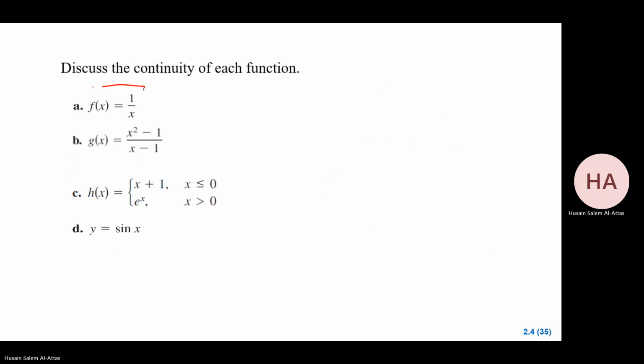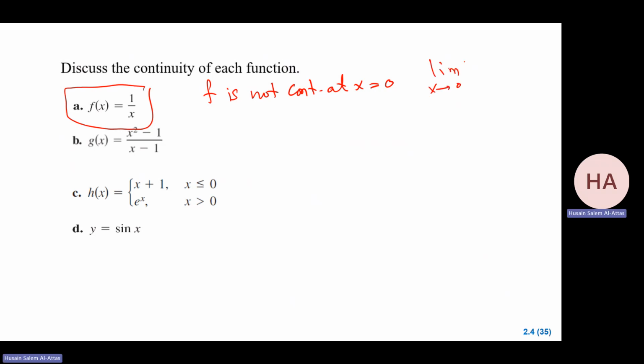This one, very clear. I have f is not continuous at x equals 0. Why? It's not defined at 0. Is it removable or not removable? Check. The limit as x goes to 0 of 1 over x, exists or does not exist? Does not exist. And it's infinite.